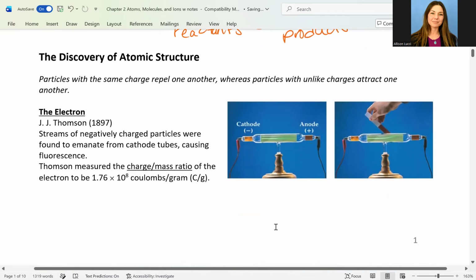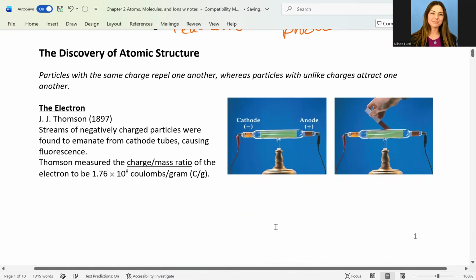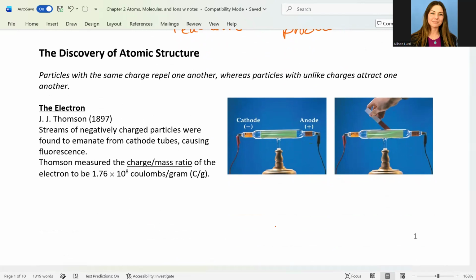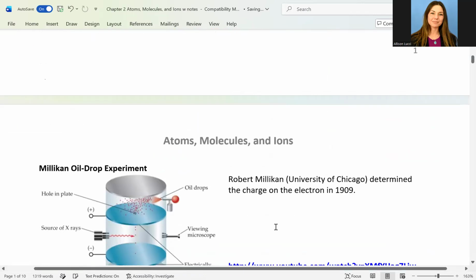So that leads us into the discovery of the atomic structure. So depending on what subatomic particle we're talking about, a different scientist contributed to that. So first we see here the electron, which J.J. Thomson is credited with the illumination of the electron here, the description of it. And we can see that his experiment involved streams of negatively charged particles, which emanated from cathode tubes causing fluorescence. And then he was able to measure this charge to mass ratio referenced here and obtain this value. So again, J.J. Thomson is credited with the electron discovery.